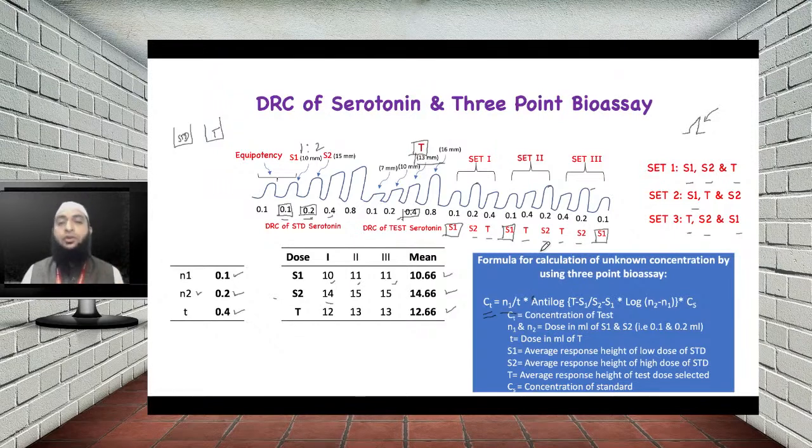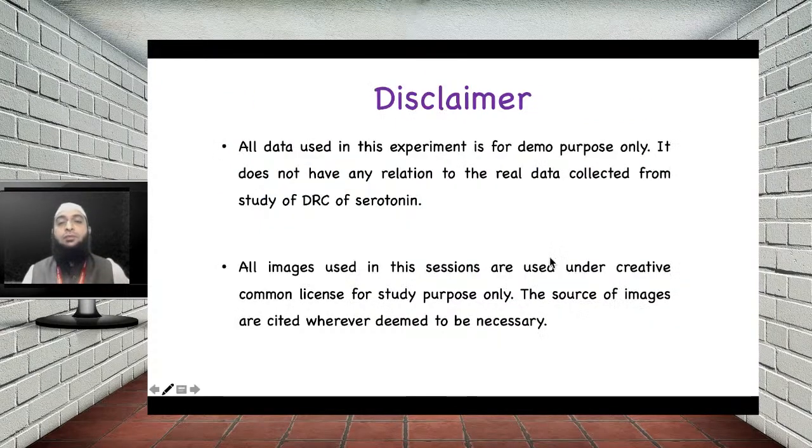But at the same time it has disadvantages. You have taken a number of responses of the test as well as the standard. Since you have taken many responses of the test and the standard, it is a very time consuming and tedious method. Secondly, it also needs more amount of the test sample because you have to take the DRC of the test, and for each test sample you have repeated the reading thrice. So it consumes more amount of the sample. So this is all about the study of the DRC of serotonin and determination of unknown concentration of serotonin by using 3-point bioassay.